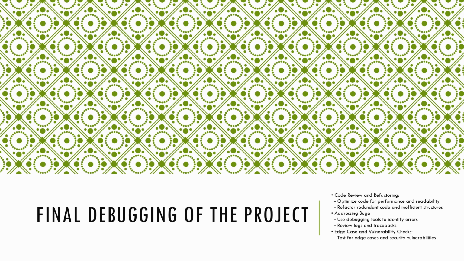Let's start with final debugging. First, we will review and refactor the code. This means optimizing for better performance, readability, and removing redundant or inefficient code. Next, we will address any bugs that arise using debugging tools to pinpoint errors. Pay close attention to error logs and tracebacks to identify and fix issues. Finally, we will test for edge cases and check for any vulnerabilities that could affect the system's reliability.